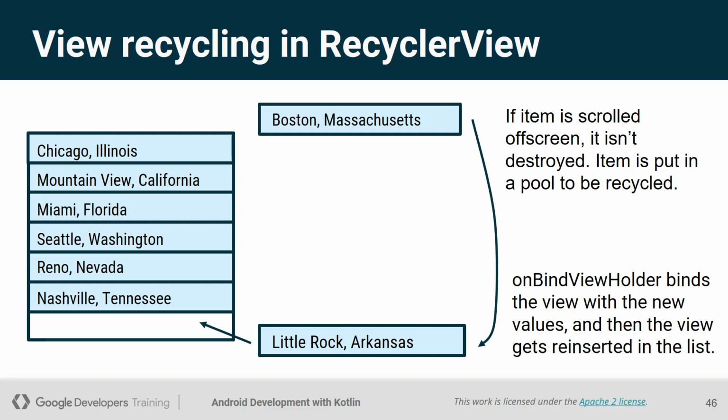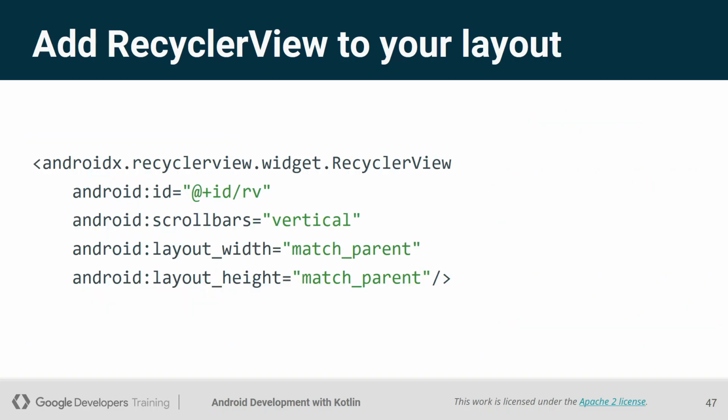So view recycling in a recycler view. If the item is scrolled off screen and it isn't destroyed, then the item is put in a pool to be recycled. So if you scrolled down and the content on the other side has disappeared, you can still go upwards and still get it. So onBindViewHolder binds the view with the new values and then the view gets reinserted into the list. So that's when you may have the data of Chicago, Mountain, and so on, and you are displaying them. So how do you implement this?